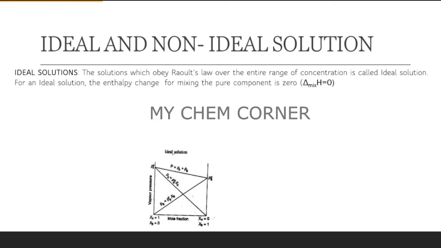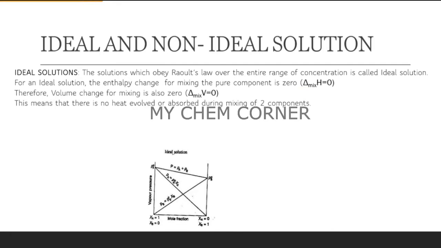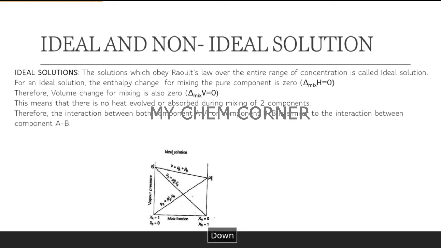Now for an ideal solution, the enthalpy change for mixing of pure components is going to be 0, which means you really don't need energy to mix that particular solution. The energy is going to remain 0 because it's a pure component. Similarly, the volume is also not going to change. It's going to remain the same. Now this means that there is no heat evolved or absorbed during mixing of two components. So you take component 1, you take component 2, you're trying to mix them. There is no particular heat evolved or heat absorbed during the entire solution.